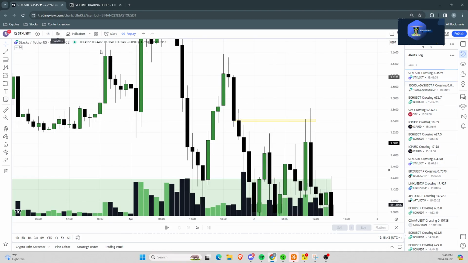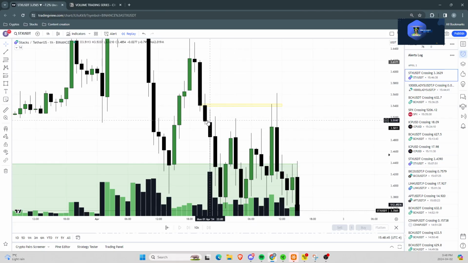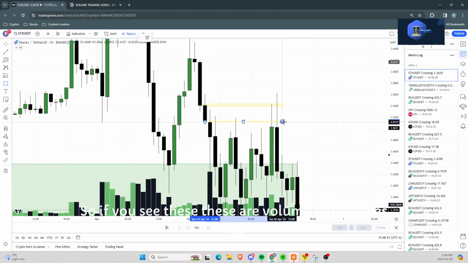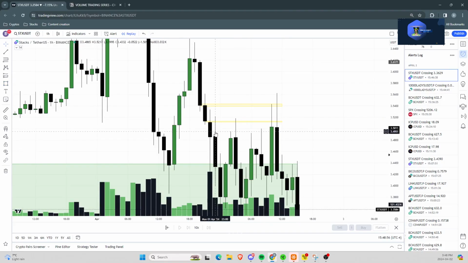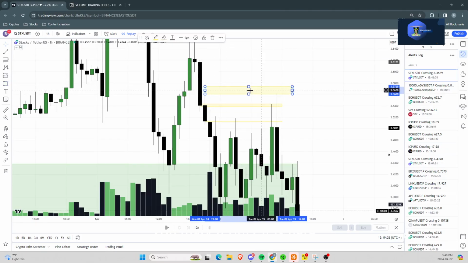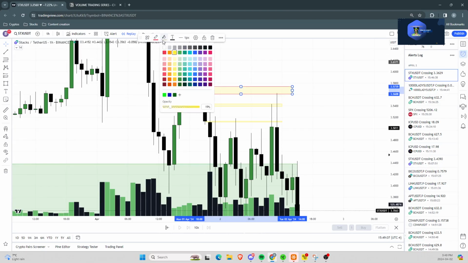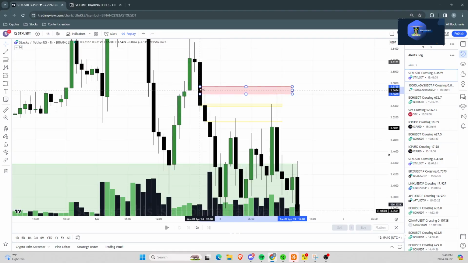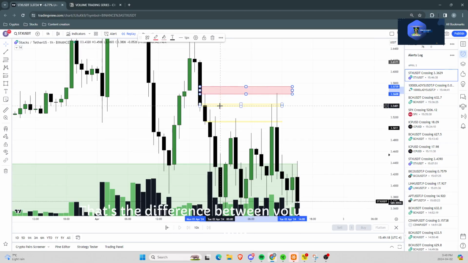But if you go to the lower time frame, it is more evident. So here there is another one of those volume imbalances, right? On the 1 hour. So if you see, these are volume imbalances. The normal fair value gap is here. If you mark it out, it is here. As opposed to this one, let me change the colors so you can differentiate. This is a normal fair value gap on the body of the candle, and this is the volume imbalance which occurs on the wick of the candle, not on the body of the candle. That's the difference between volume imbalance and the normal imbalance.